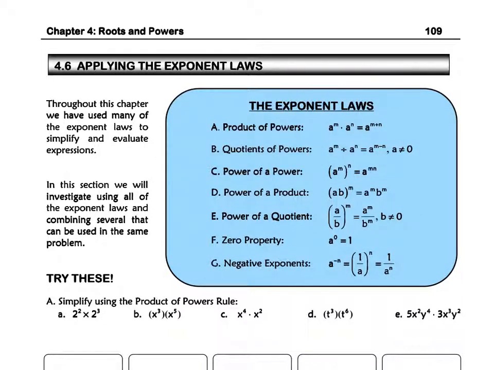Section 4.6 is on applying the exponent laws. So the exponent laws you've done in junior high. In grade 9 you went through some of them. So we'll just review those.